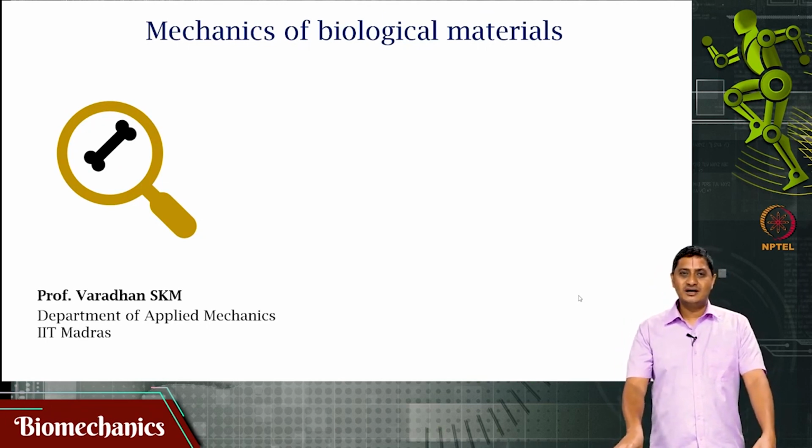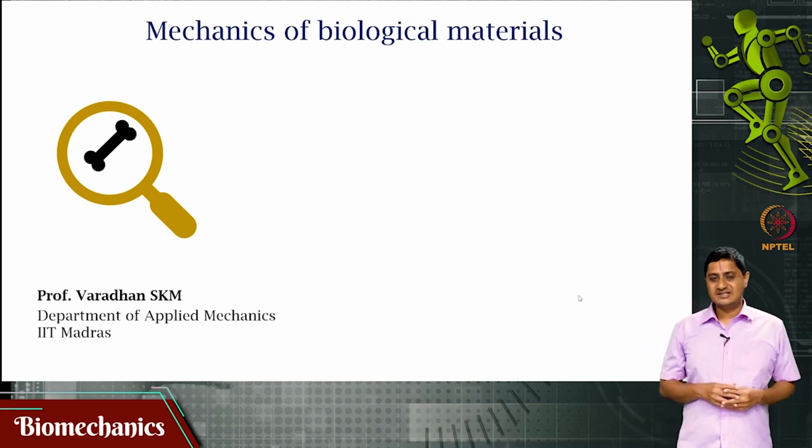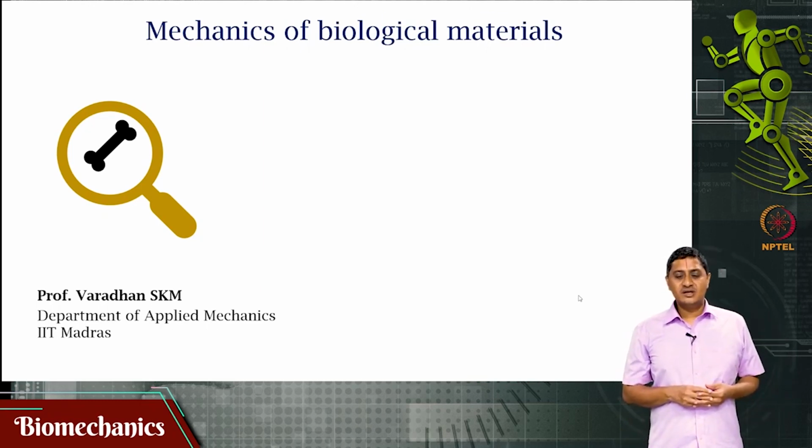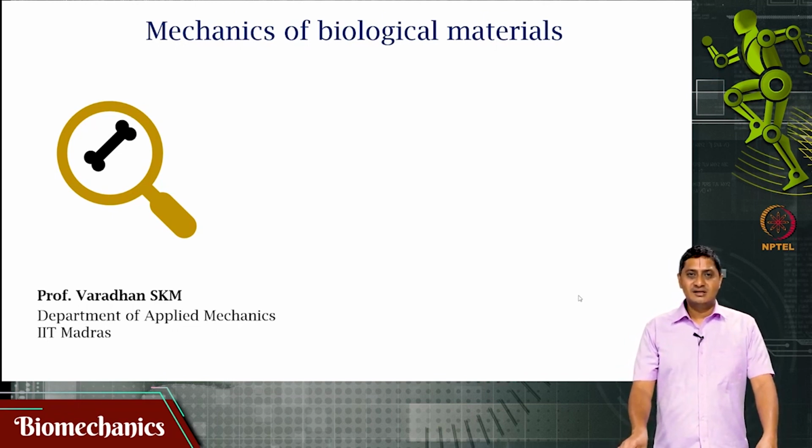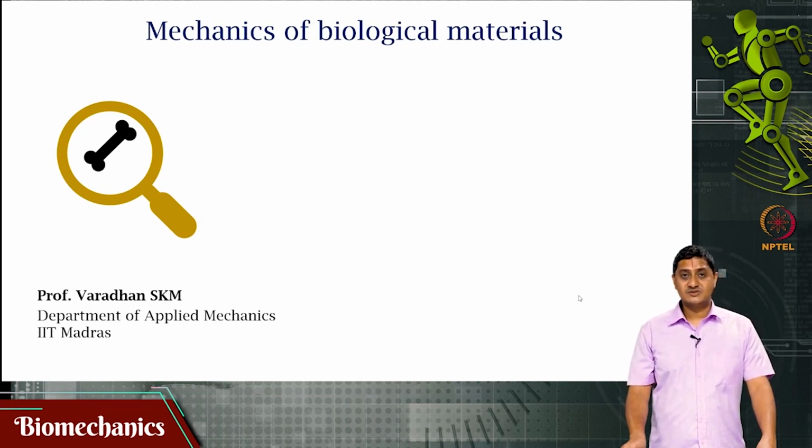We have been looking at mechanics of biological materials. In particular, we were looking at bone as a biological material. And in the previous video, we defined the elastic modulus, the shear modulus, and the relationship between elastic modulus and shear modulus using Poisson's ratio. We defined the limitations of these in terms of modeling the biological material as a Hookean material.